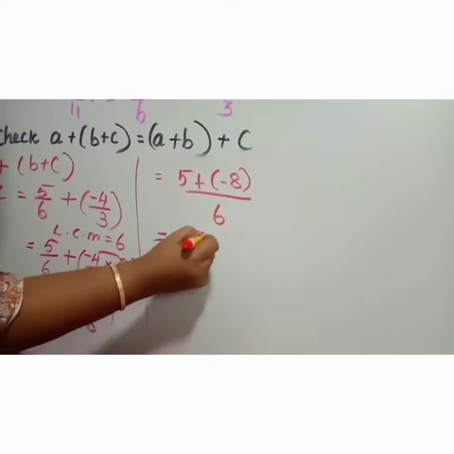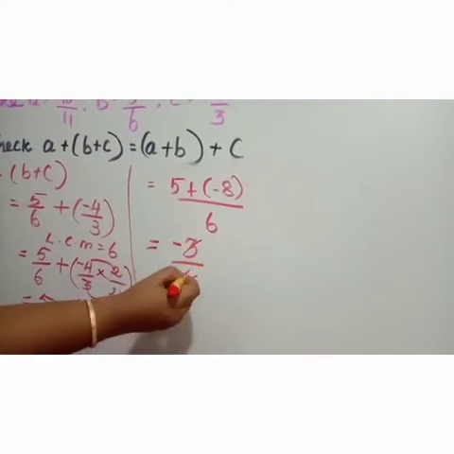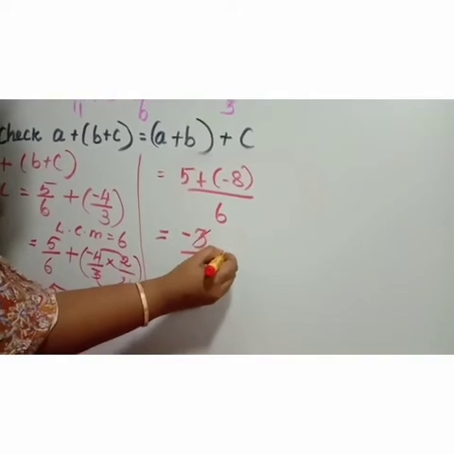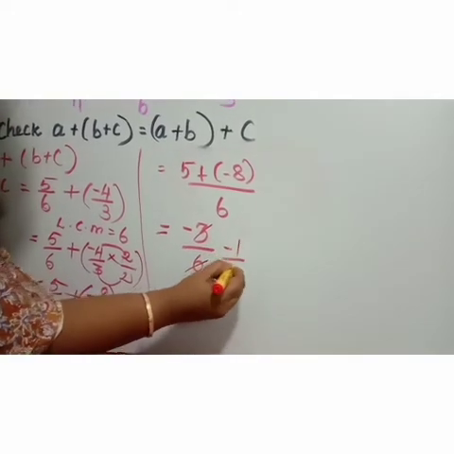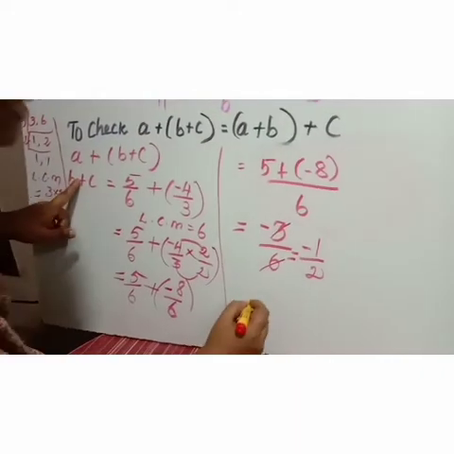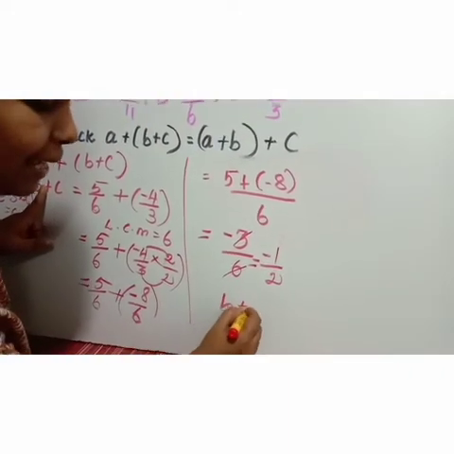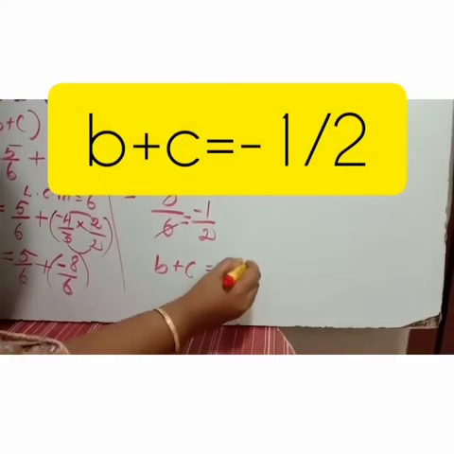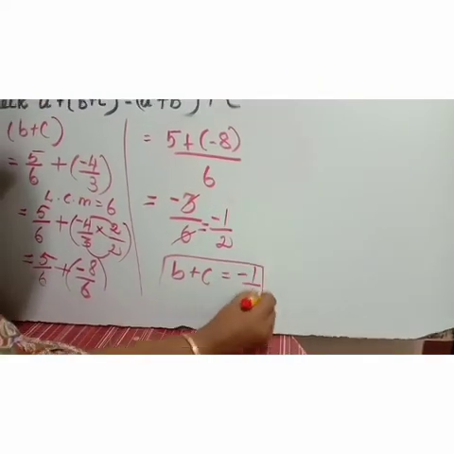These two numbers are divisible by 3. So we divide by 3. Here minus is there. So minus 3 ones are 3, 3 twos are 6. So what is the answer of B plus C? B plus C is equal to minus 1 divided by 2.